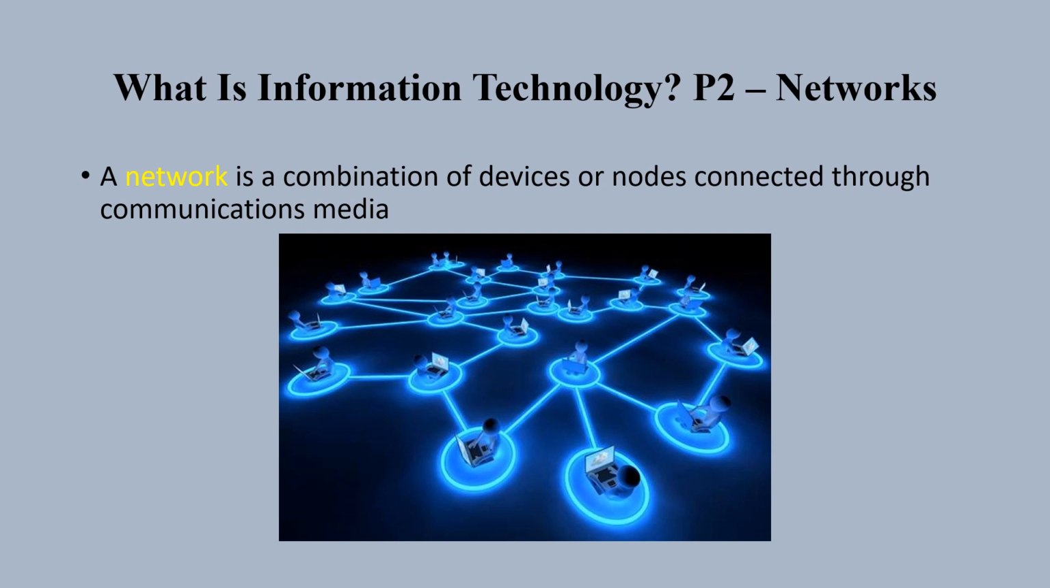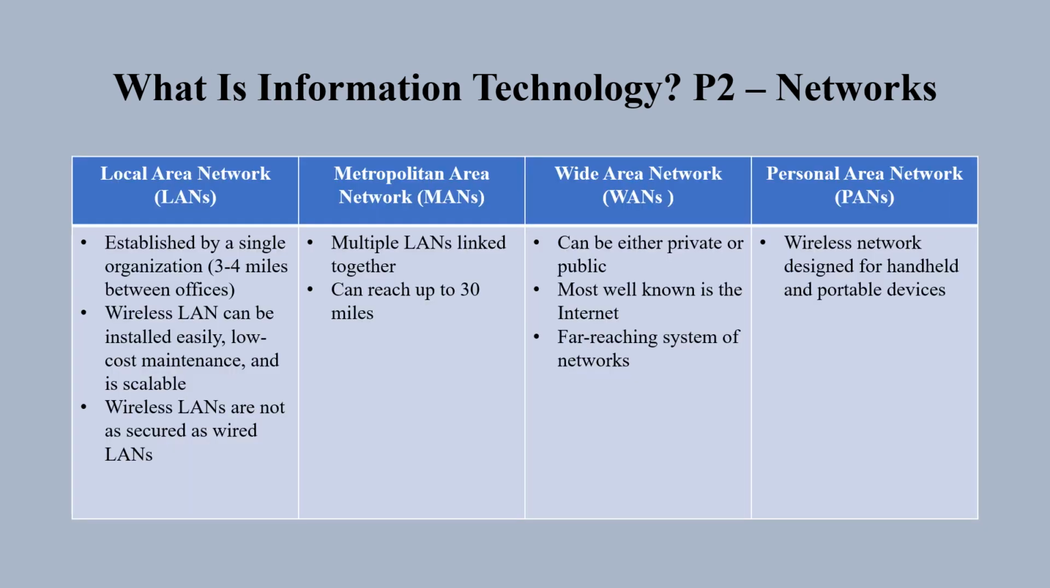Networks. A network is a combination of devices or nodes connected through communications media. There are 4 types of networks: LANs, MANs, WANs, and PANs. A LAN is established by a single organization with offices usually 3 to 4 miles apart. Wireless LANs are installed easily, they have low cost maintenance, and are scalable. However, they are not as secure as wired LANs.